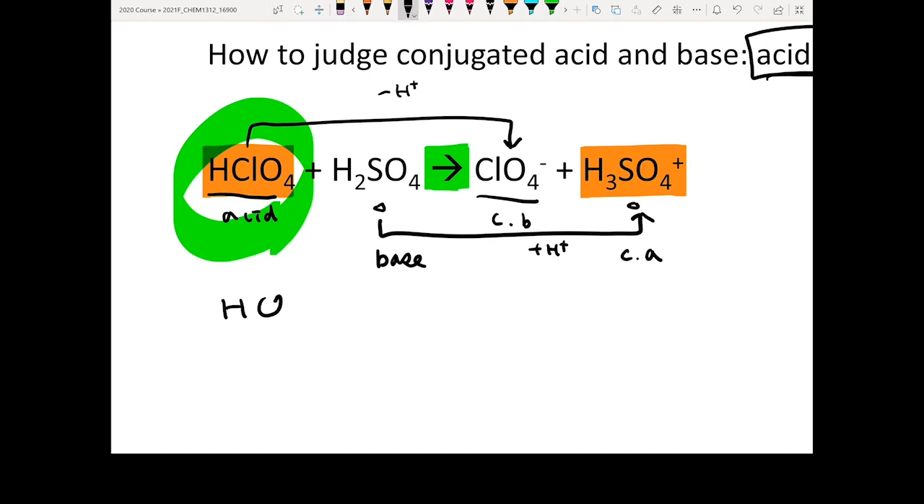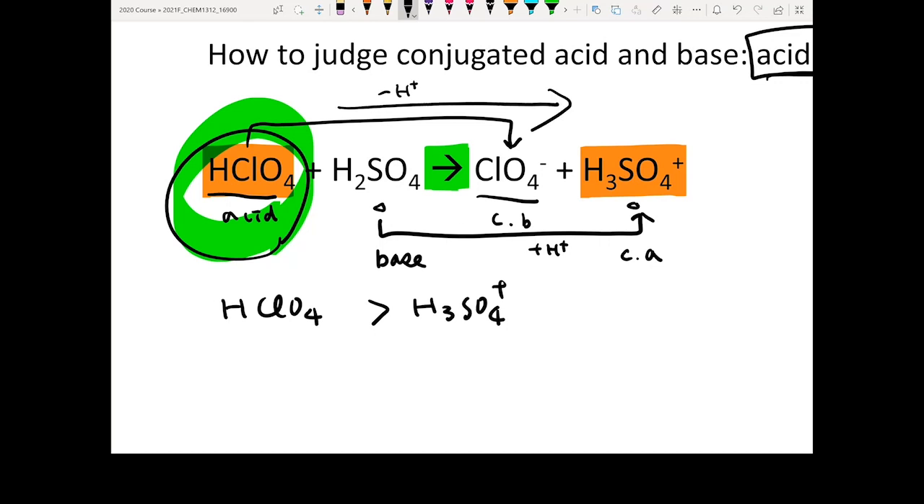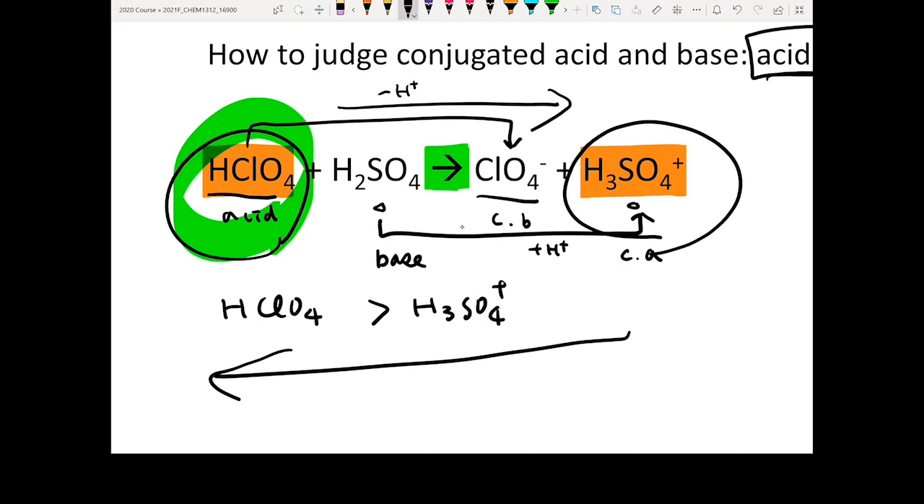The very important implication from this example is that HClO4 is a stronger acid than your H3SO4 plus. So you can compare both acids wanting to release the proton. Whoever is stronger will win the battle. If you win the battle, it means the reaction is going to move from the current position to the product side, right? If this is stronger, then we know the reaction will move to the right-hand side. If this one is stronger, it should move to this side, right? But the fact that your chemical equation indicates the reaction moves toward the product side means this guy should be the winner. So HClO4 will be the stronger acid.